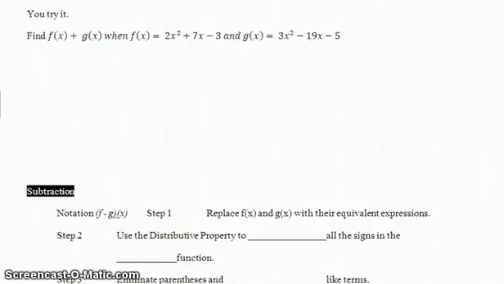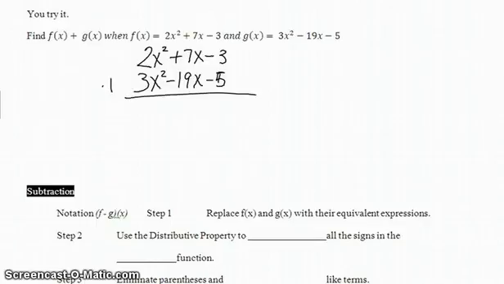You can use either the vertical or the horizontal method. I'm just going to use that vertical method, and that's write my first expression or function down, and then the second function, just make sure when I write it underneath that I'm aligning my like terms. And then add them up.